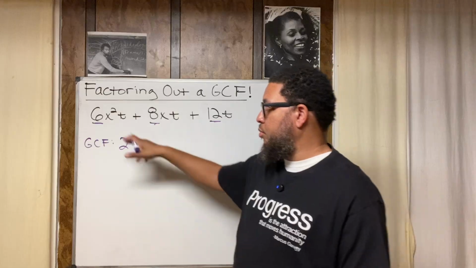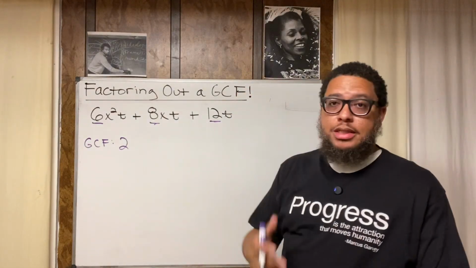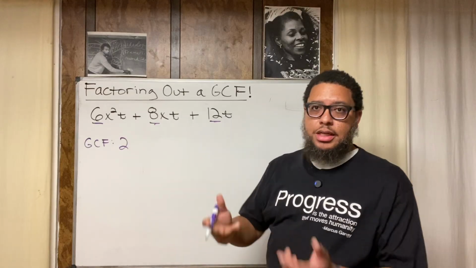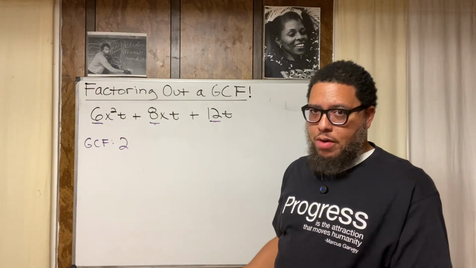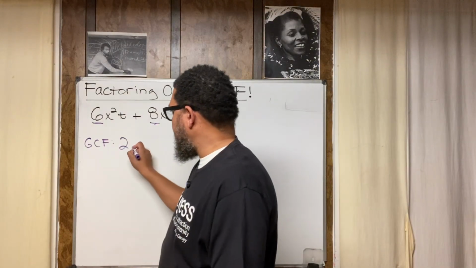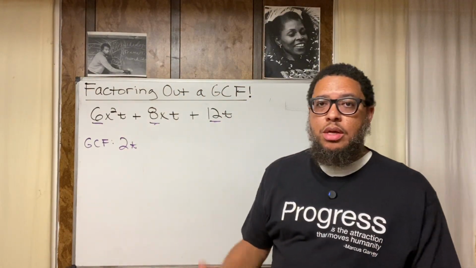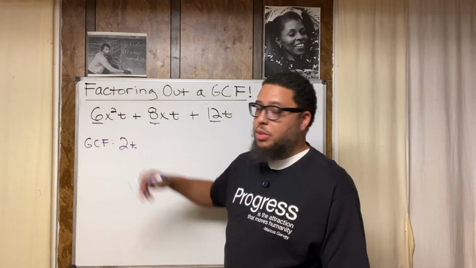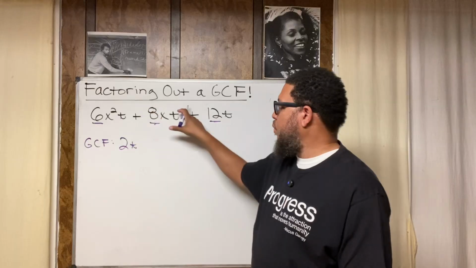Let's look at the next variable, t. I see t to the first, t to the first, t to the first. T is common. X wasn't common, but t is common, right? So t is part of the GCF. And how do I know to put t? Because normally what we do is we say, okay, we're going to take the variable with the smallest exponent. They all got the same exponent, 1, 1, 1.